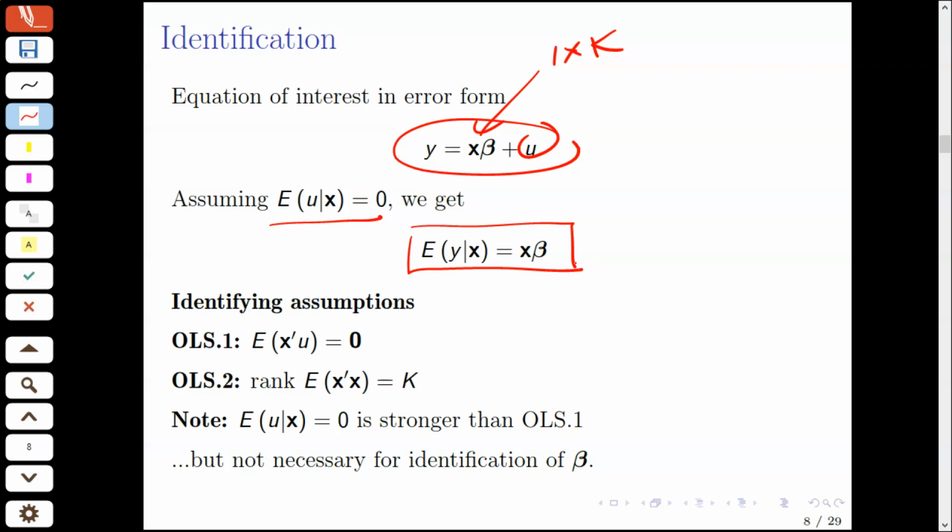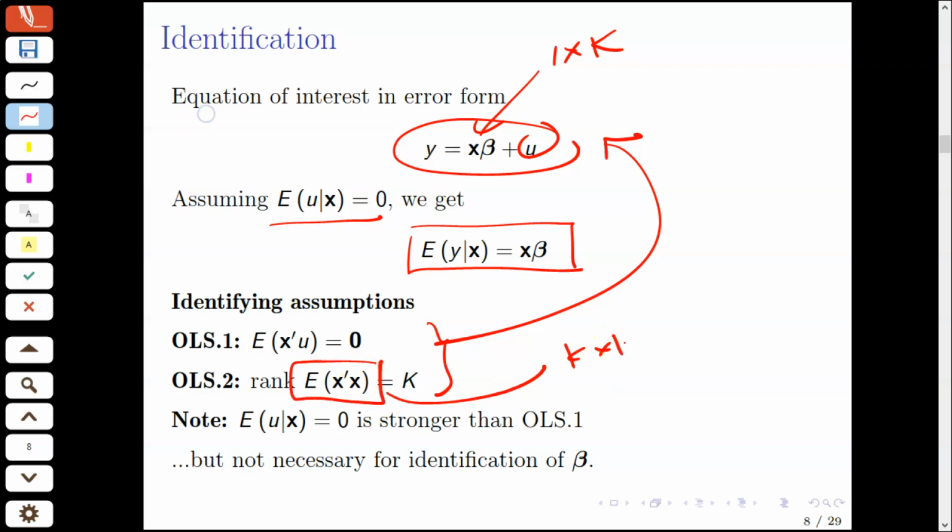Now, in order to identify the parameters from our linear equation up here, we actually only need the following two assumptions, OLS 1 and 2. The first states that the regressors are uncorrelated with the unobservable term u, and the second states that the expected outer product of the regressors has full rank. So this expected outer product here is a k by k matrix. When we state that it has full rank, we're stating that it has a rank of k.